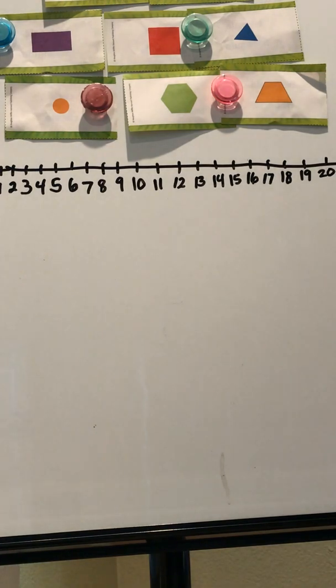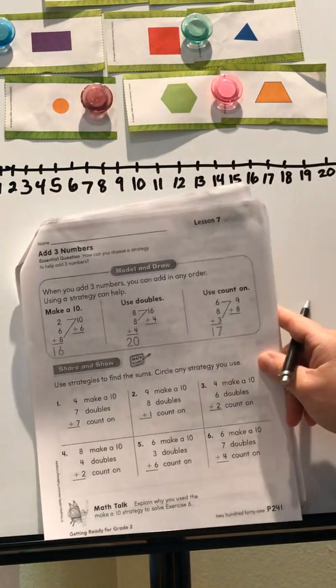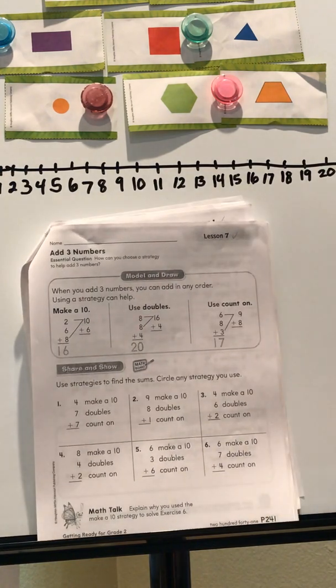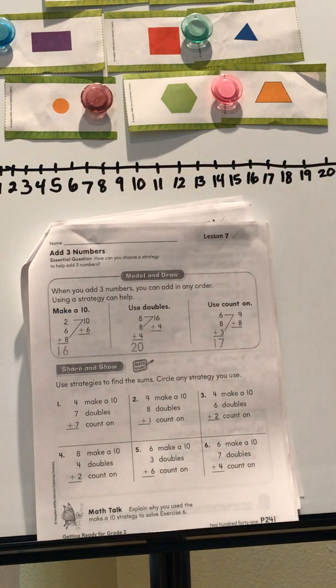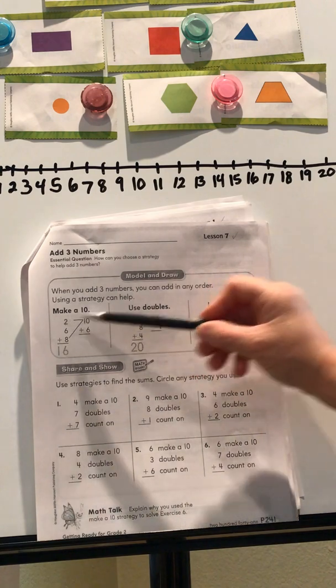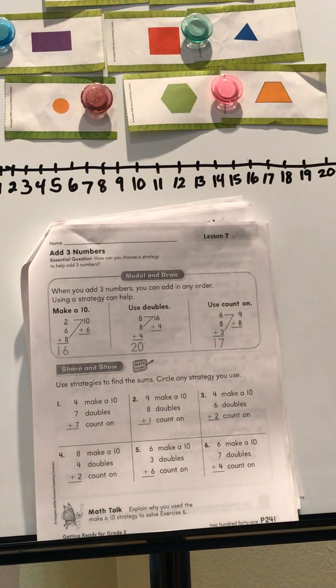Okay. In our packet, we're going to do lesson 7, adding 3 numbers. So remember, we learned lots of strategies to add. We used the double strategy to add. We used the counting on strategy to add by using our number line going forward. We've learned the strategy where we can make a group of 10 and then add from 10. So we're going to look at those 3 strategies, and we're going to add using those strategies.